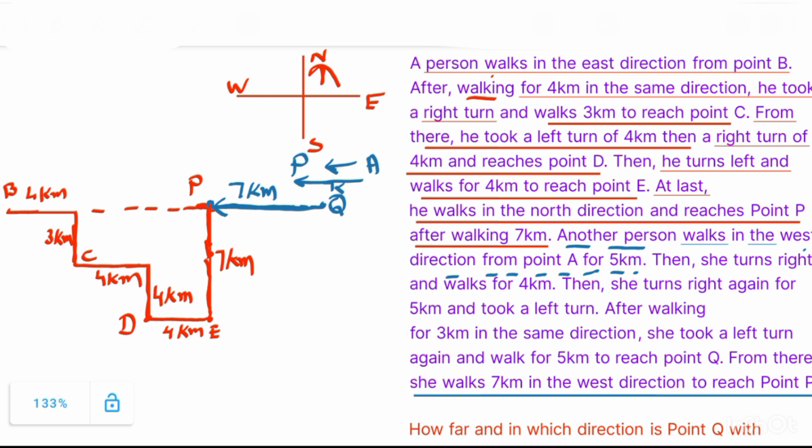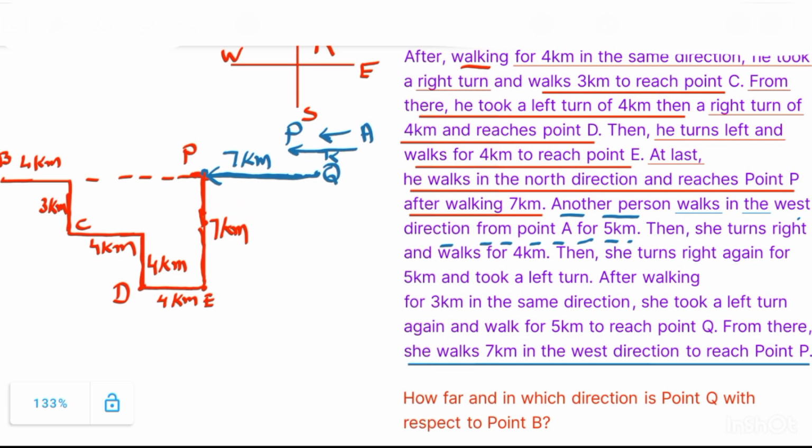Okay, now in the question we have to find how far and in which direction is point Q with respect to B. So we only have to find the distance between point B and point Q and to find in which direction is point Q with respect to point B. So we will not solve this part of the question. Okay, this is useless. You can solve it if you want, but this is useless because at the end only the distance between point B and Q was asked.